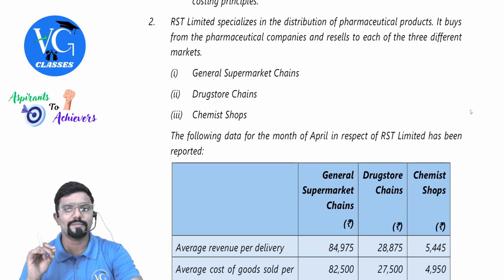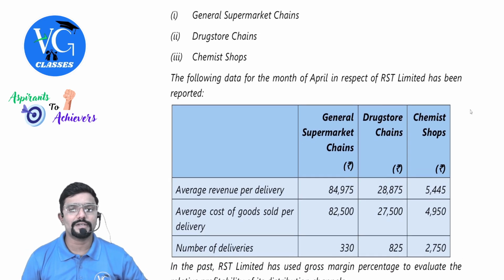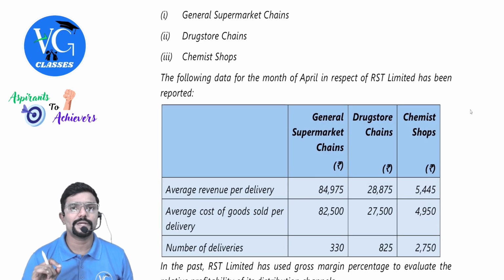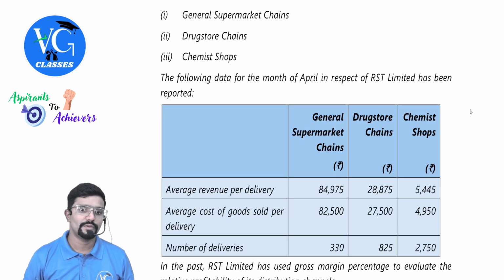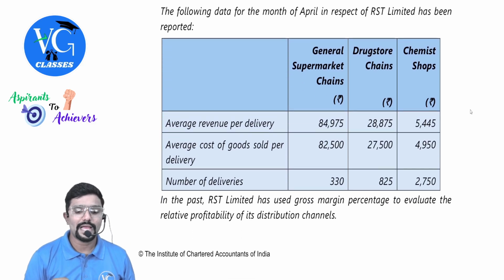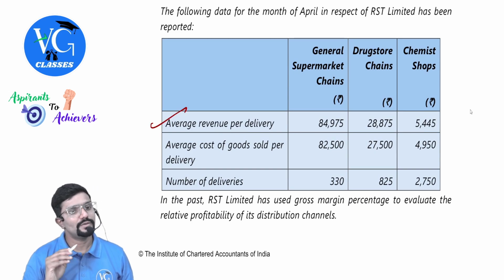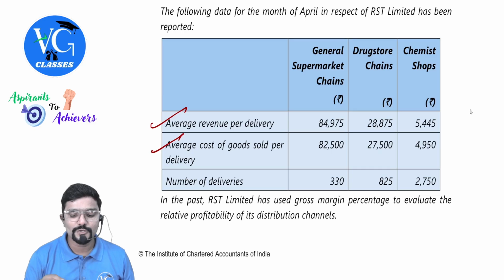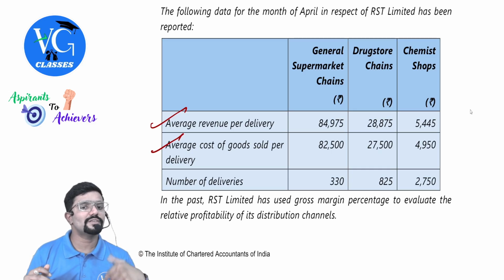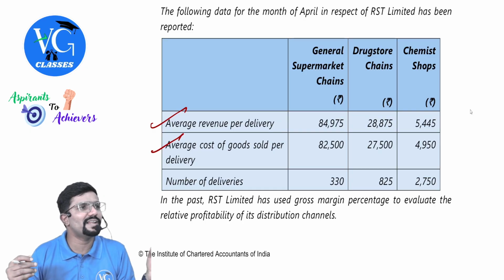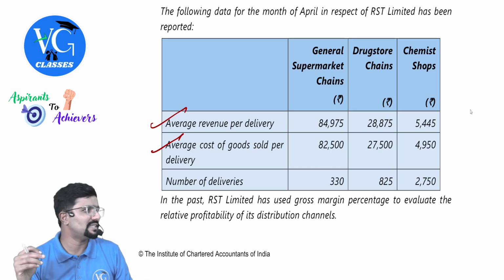The following data for the month of April in respect of RST Limited has been reported. What are those, sir? One by one we will see. Average revenue per delivery. Okay. Average cost of goods sold per delivery. If I deduct one from the other, what will I get? Gross margin.